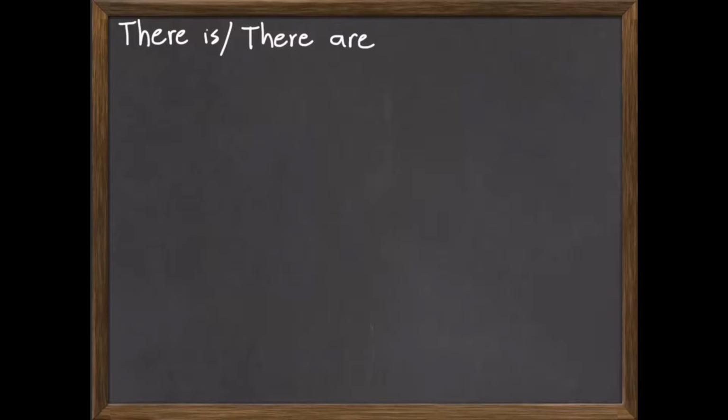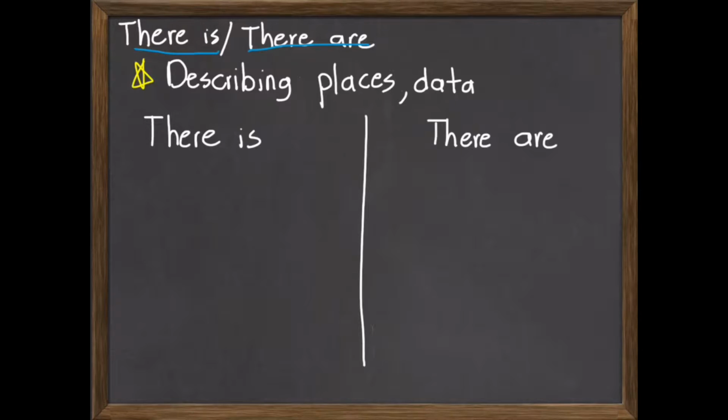First, the phrases there is and there are. We normally use these phrases to describe places. We use there is before singular nouns, and we use there are before plural nouns. Let's look at some examples.